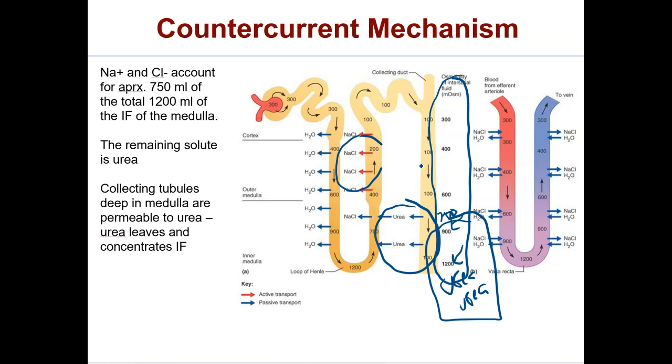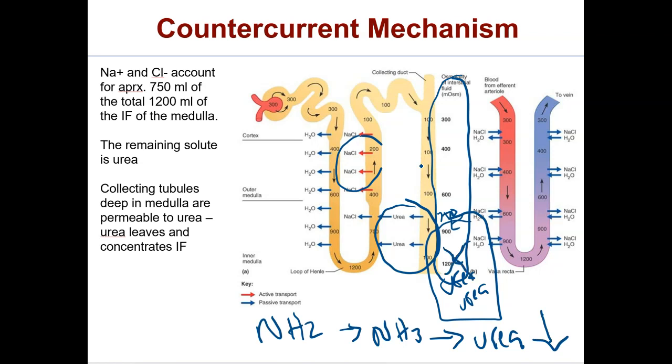Now, urea is a nitrogenous waste. When we eat protein, we have that amino group, and that gets converted into ammonia, which gets converted into urea. So urea is a waste product from eating protein. If you had a malnourished diet where you were not getting enough protein, then you would actually decrease your levels of urea, which means that your interstitial fluid would never reach 1200. It might hang out around like 750, 800. And so what that means is that's the most concentrated the interstitial fluid of your medulla could be.